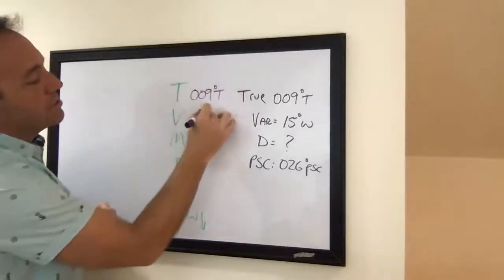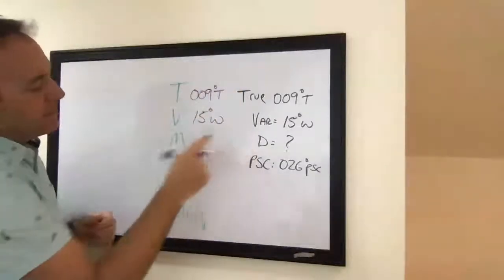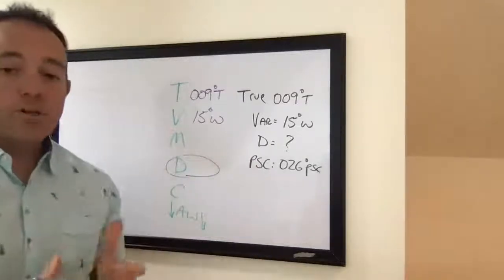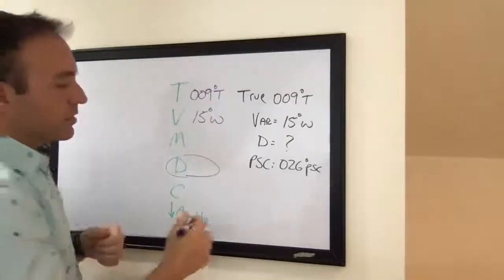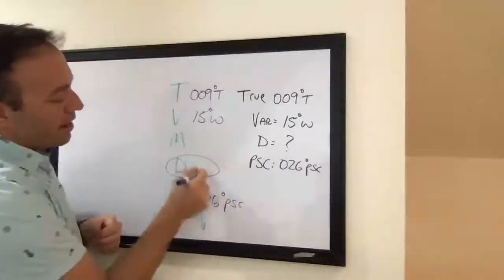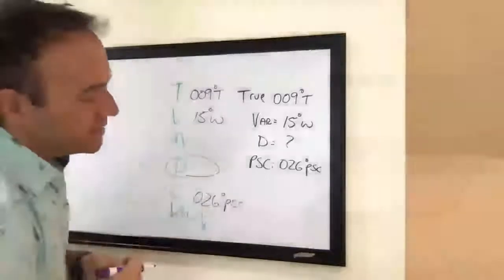Variation is 15 degrees west. Deviation is what we're looking for. PSC, our per standard magnetic compass, our per steering compass, is 026 PSC. So how do we get to that deviation?